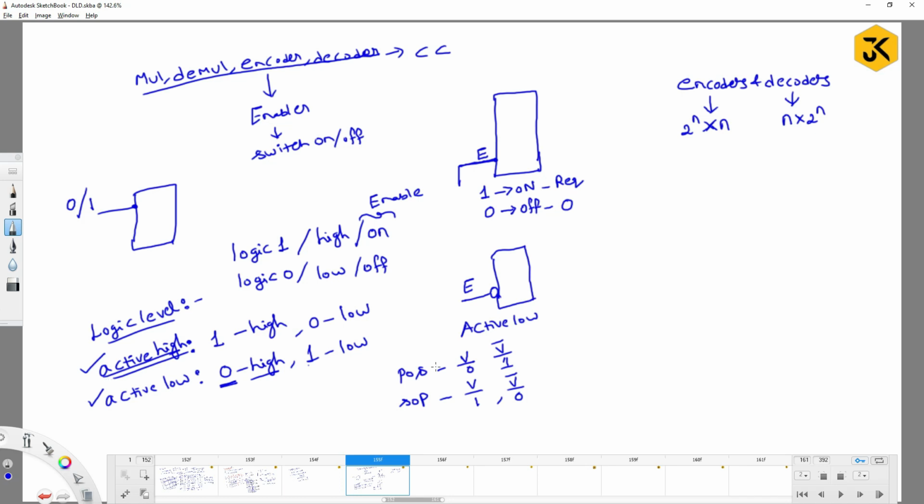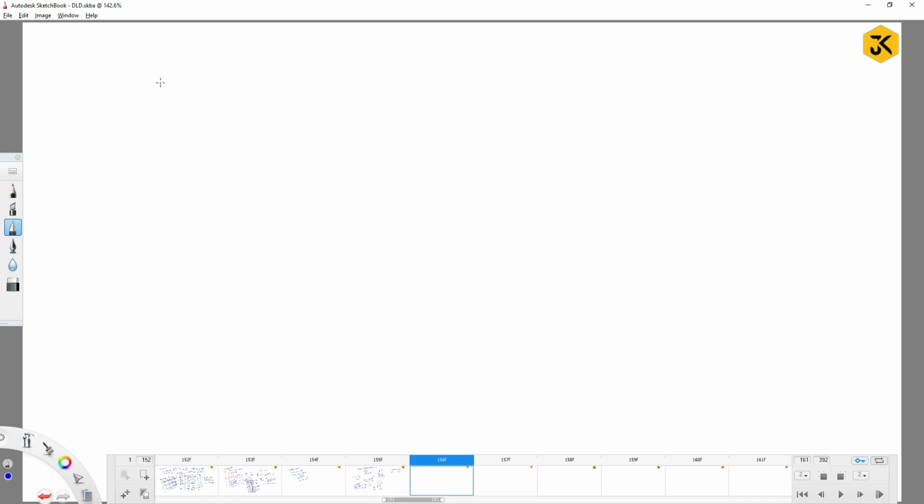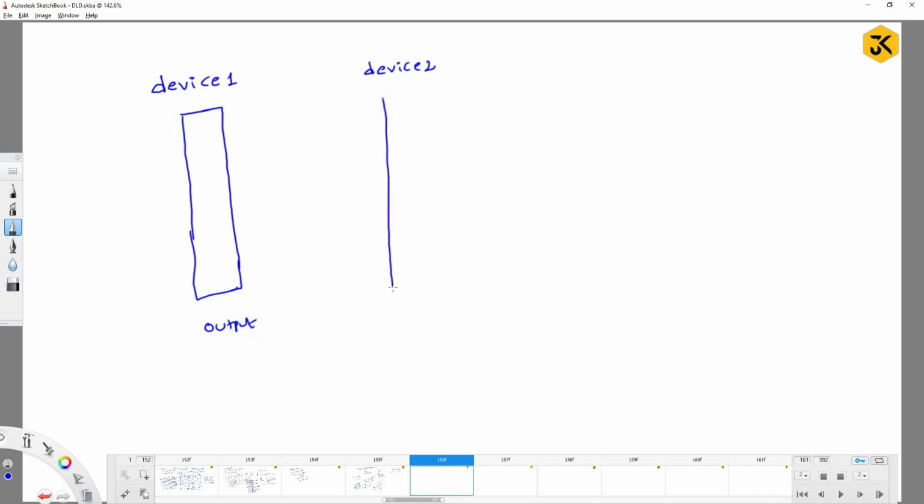Active low. Okay, fine. So guys, assume there is a device called device 1 and there is one more device called device 2. If device 1 is going to produce certain output, and that output is going to be received by device 2, I can call it the input to device 2, right? If I am going to follow this procedure, device 2 is going to take the input from device 1.